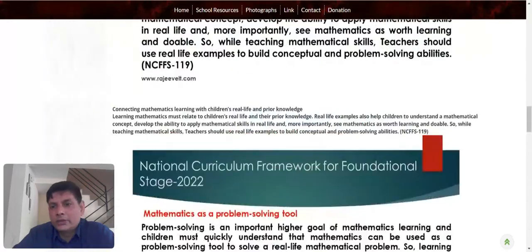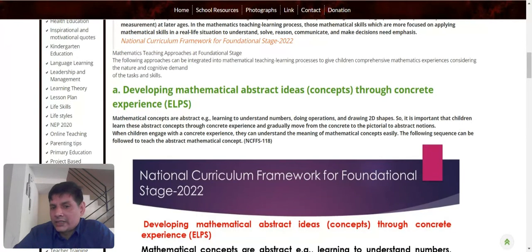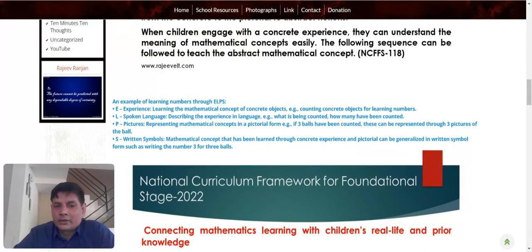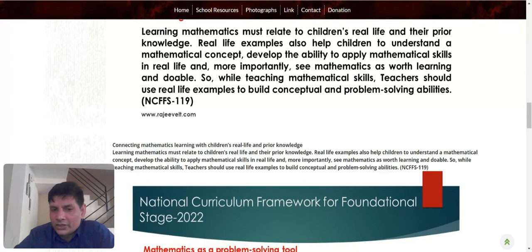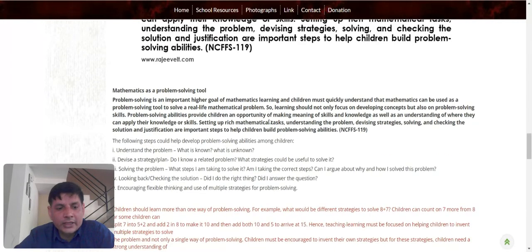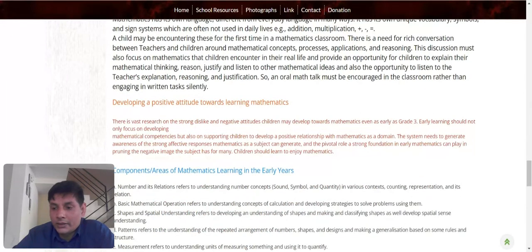Once again, I would like to conclude on how to teach mathematics at the foundational stage. We need to focus on developing mathematical abstract ideas through concrete experiences. We have discussed experience, spoken language, pictures, written symbols. We have discussed connecting mathematics learning with children's real life and prior knowledge. We have discussed mathematics as a problem solving tool, and we have discussed 5 points under this category. We have discussed the importance of communication in mathematics class at the early stage or any stage of learning. Then we need to develop a positive attitude towards learning mathematics.